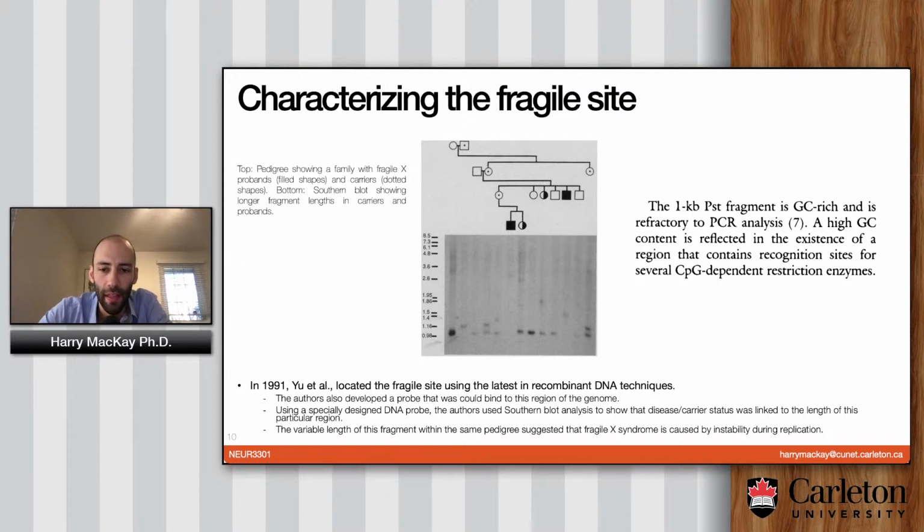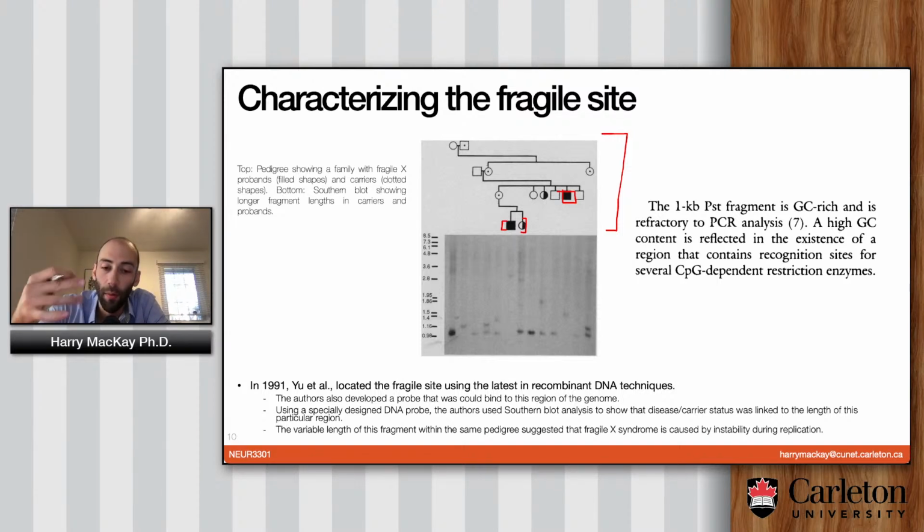So here is the pedigree of a family that carries the Fragile X mutation, and anyone who's black is a proband. There's somebody who is a carrier and has the syndrome, and if you're a circle, you would be a female who has one fragile chromosome and one regular one, and has maybe a milder phenotype. But anyway, we're looking at the black colored boxes. The authors of the study were able to, through fairly complicated cloning techniques, develop a DNA probe that could bind to the region of the genome that's actually mutated in Fragile X.